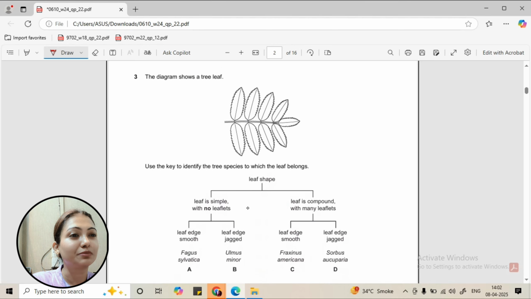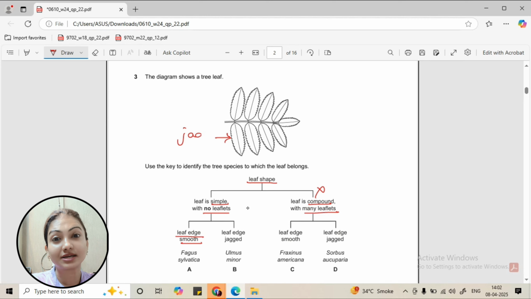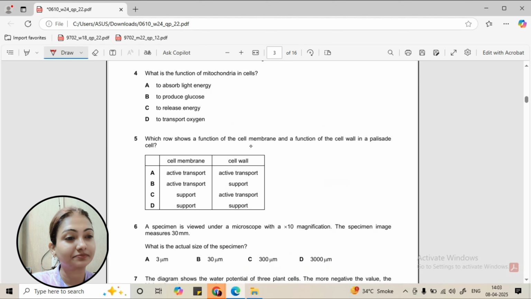Third question is based on, it's a dichotomous key question. The diagram shows a tree leaf, the image is given to us. Use the key to identify the tree species to which the leaf belongs. Leaf shape they're talking about. Leaf is simple with no leaflet and leaf is compound with many leaflet. This is wrong. So as per the elimination, our 2 options are already been out. Let's focus on the 2 options which are remaining. Leaf edge is smooth and leaf edges are jagged. Yes, leaf edges are jagged. They are not smooth. So it will be option number B, which is Almus minor.